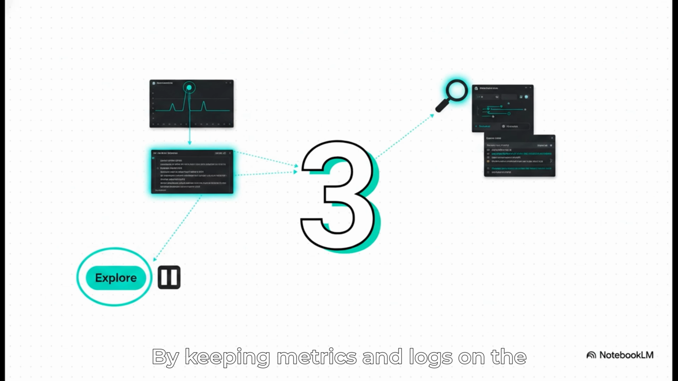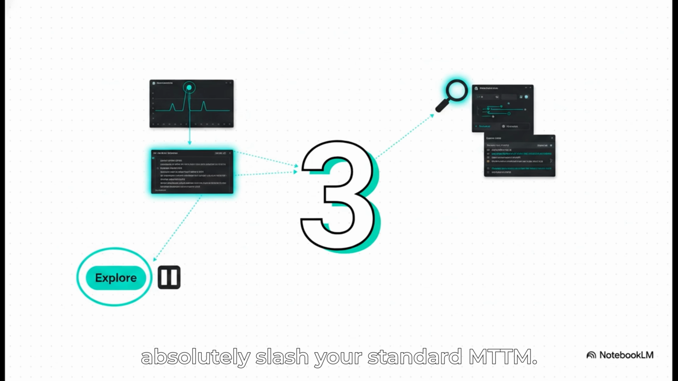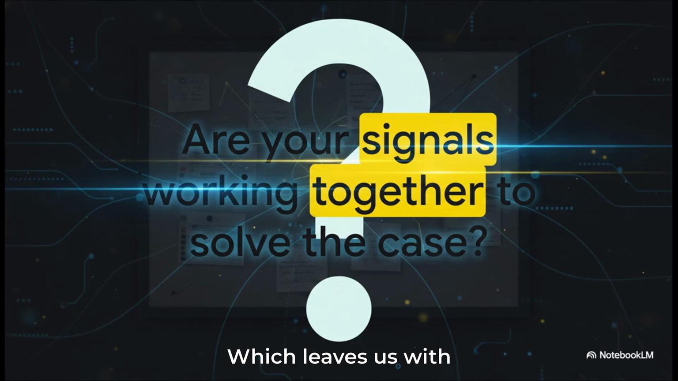By keeping metrics and logs on the exact same dashboard and linking them dynamically, you absolutely slash your standard MTTM. Which leaves us with this final thought. Are your telemetry signals still acting like isolated clues scattered across different tools? Or are they working together to automatically solve the case?